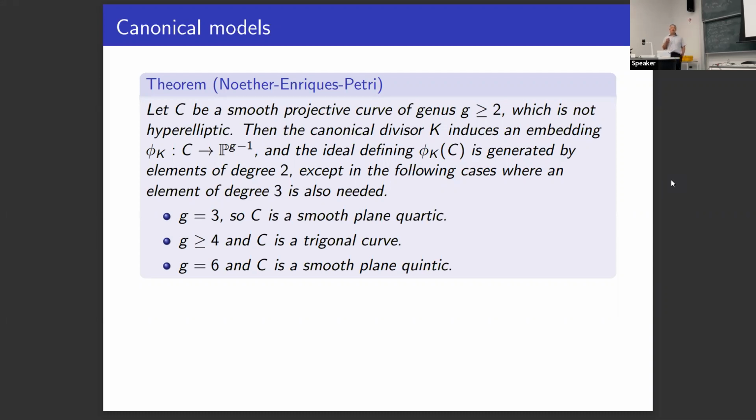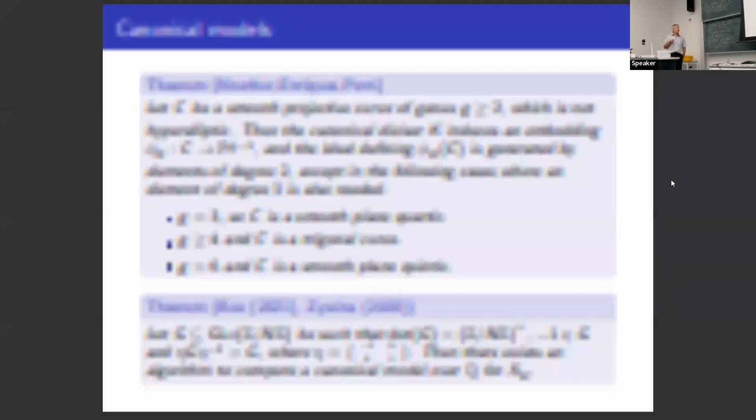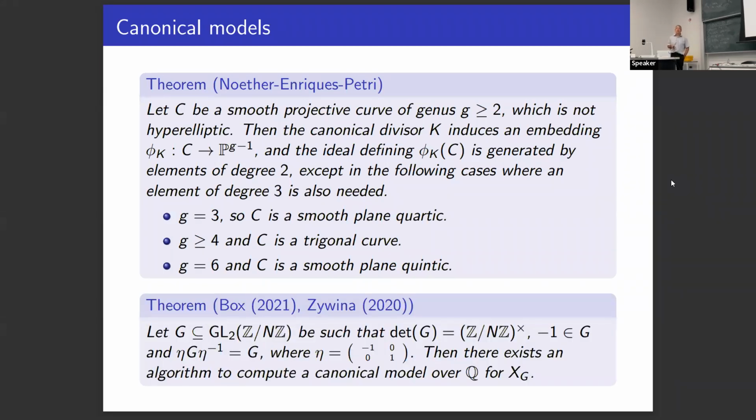So using this theorem and by computing modular forms, there are recent algorithms due to Box and Zureick-Brown that compute the canonical models of a modular curve. There are some technical conditions that I will not go into, but there is an algorithm to compute a canonical model over Q for such modular curves. Here G is a subgroup of GL2(Z/NZ), but you can intersect it with SL2 and pull back to SL2(Z), and you obtain the modular curve X_Γ like we had before.